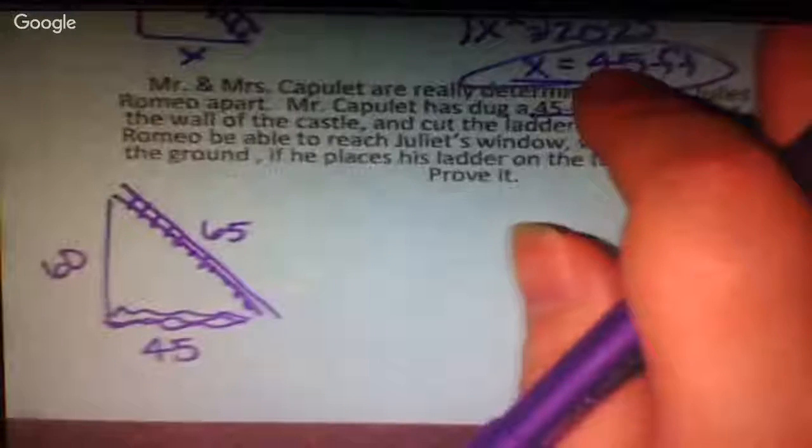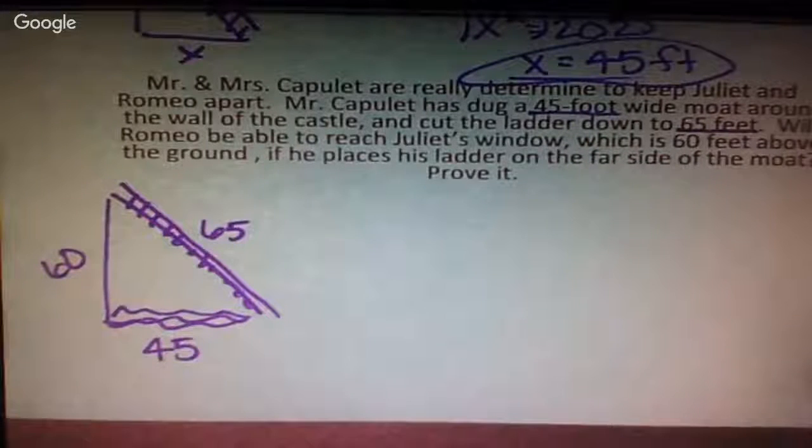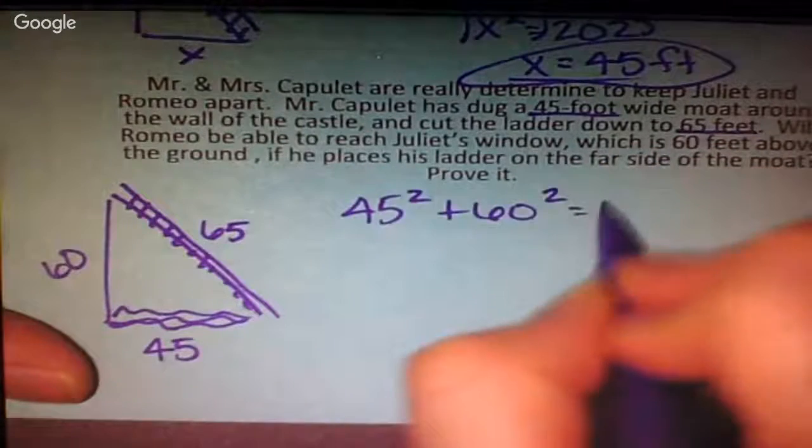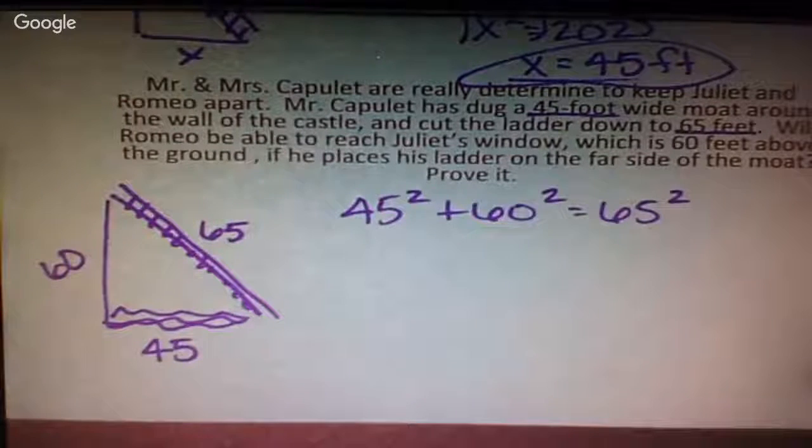All right. So now we need to see, does this work? So you're still using the Pythagorean theorem. So when I set this up, what does it look like, Kevin? 45 squared plus 60 squared equals 65 squared. Fantastic. 45 squared plus 60 squared equals 65 squared. When I square everything, what should my next line look like? Allison.